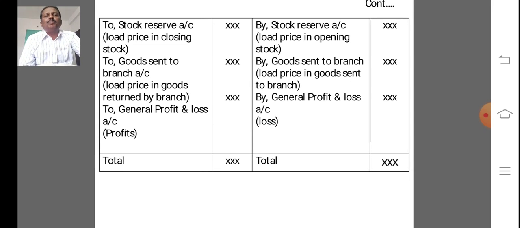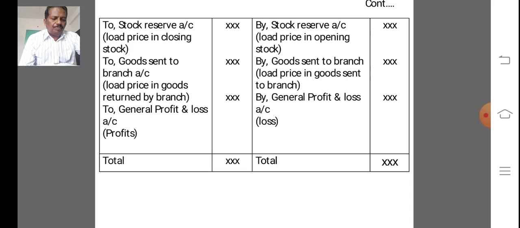And finally, it is very important. Come to the debit side, to stock reserve account with the load included in the closing stock of the branch. By stock reserve account, by load price in opening stock. Debit side, to goods sent to branch account, load price in goods returned by the branch. By goods sent to branch, that is load price in goods sent to branch.